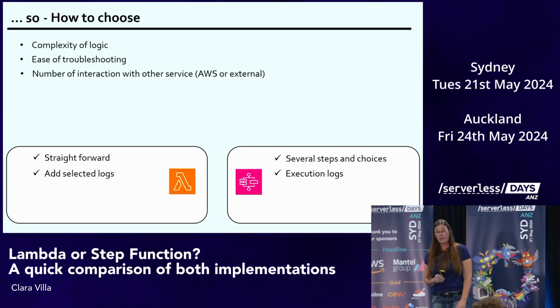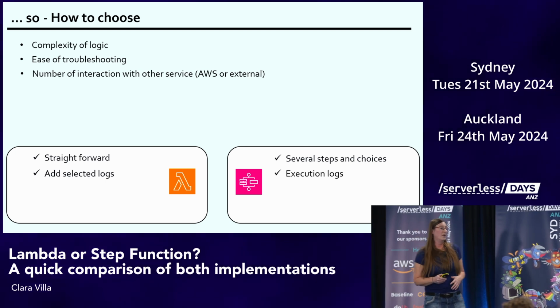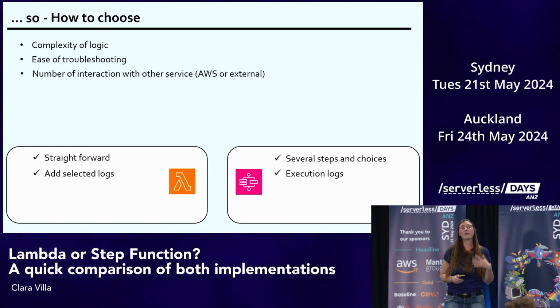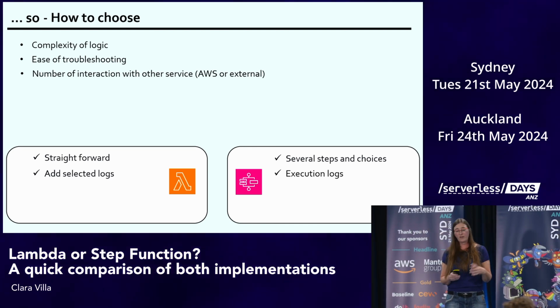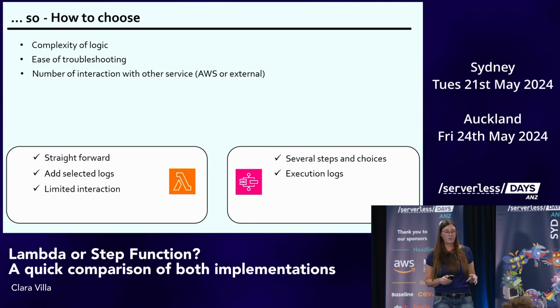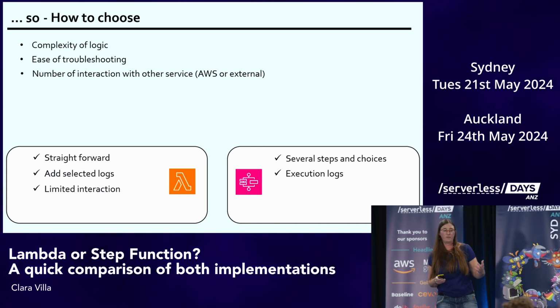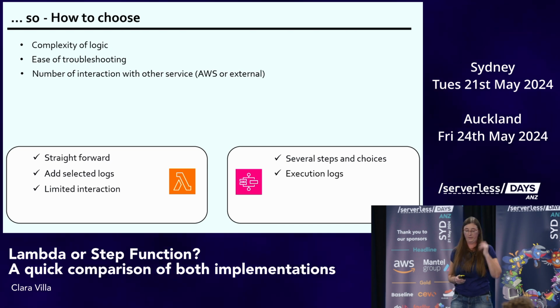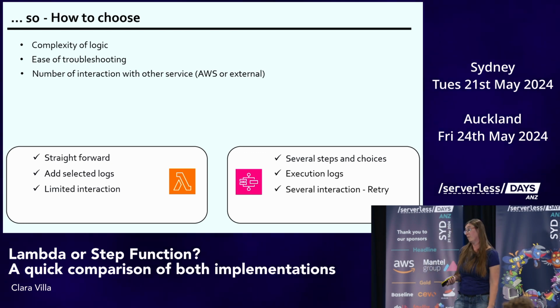Number of interactions with other services. As we saw, if you have a lot of them, you might run into this service unavailable or try again error. So if you have a limited number of services, you can go Lambda because you can do your error handling nice and easy. Maybe just a couple of them. Maybe you just talk to AWS and it never goes down. If you have lots of them, you want to try and leverage the retry functionality you get out of the box from Step Functions.